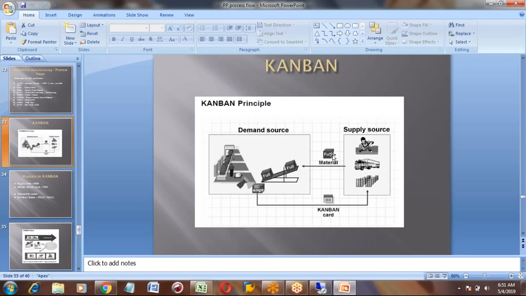So this process is called Kanban, right? Correct. So what is the full form of Kanban? It's a word only. There is no full form. That is a word. I see. Is this a SAP product? Actually, the word came from Japan. Japanese. They are using that.